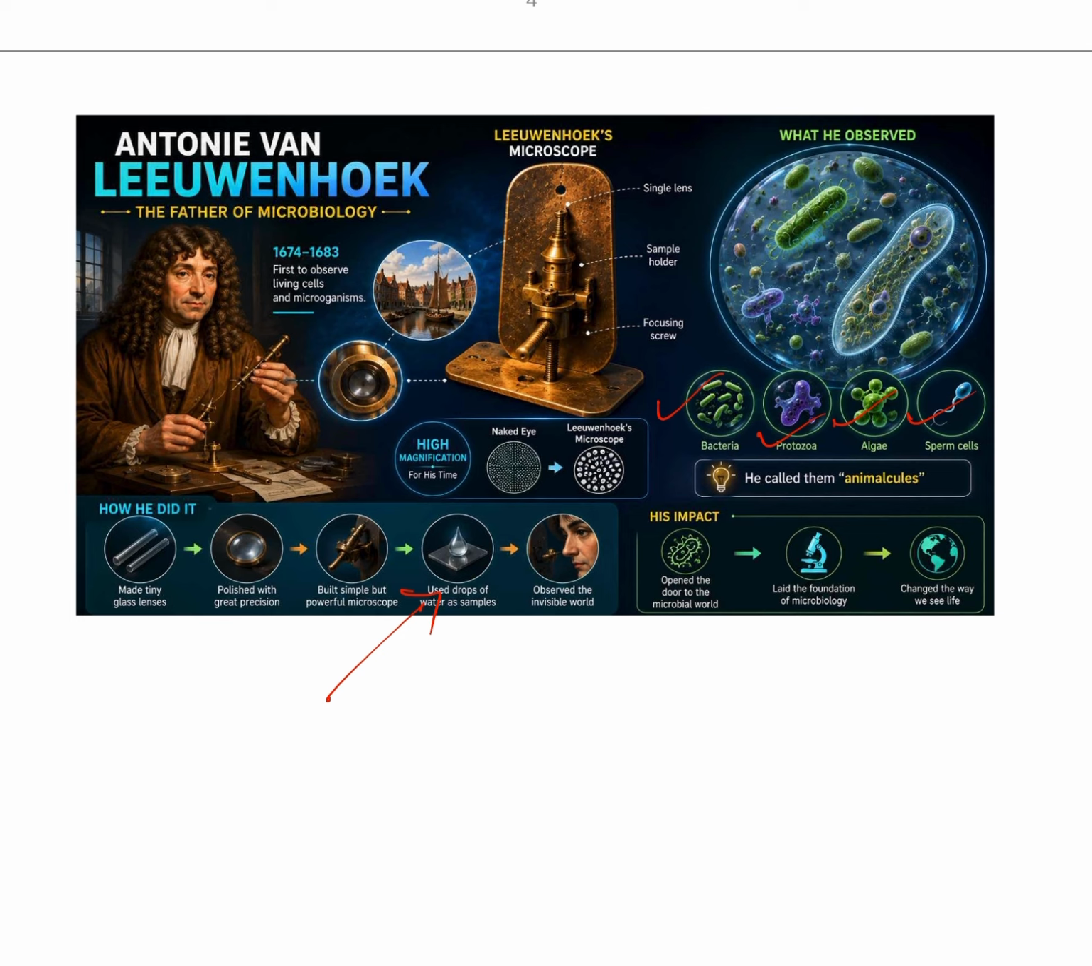And the instrument that he used, this one doesn't look like a microscope, but the magnification was significantly good. Although it was a single lens instrument, the magnification was significantly good. Around 200 to 250 times magnification he produced. And the things he observed, I just told you: bacteria, protozoa, algae, sperm cells.